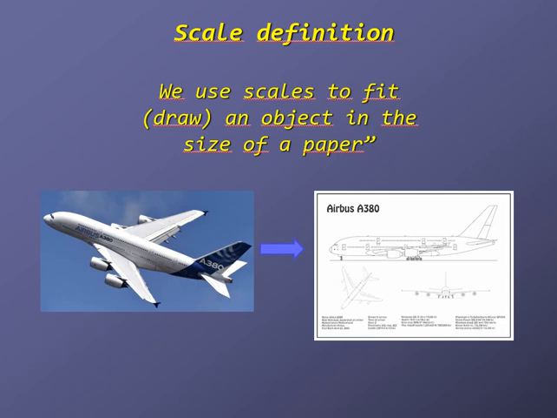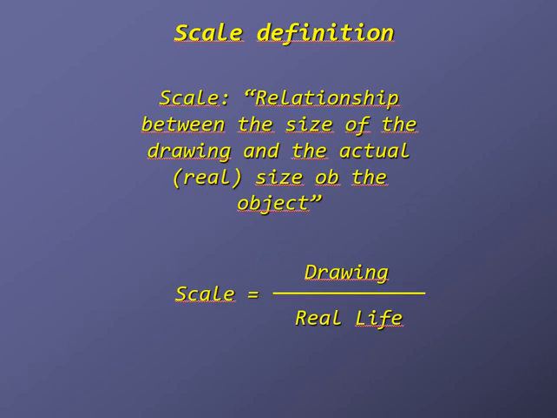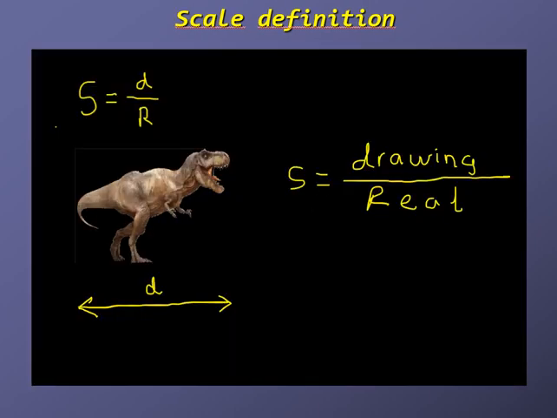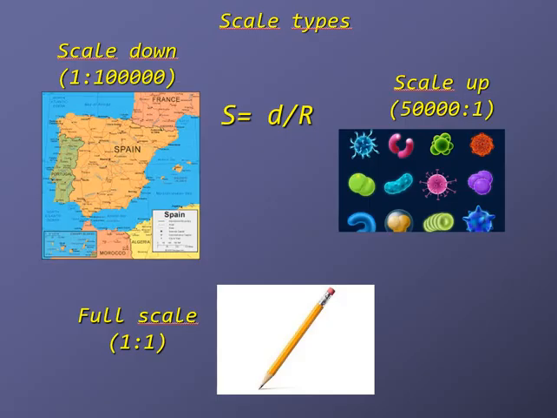Okay, so therefore the definition of a scale is the relationship between the size of the drawing and the actual or the real size of the object. So the scale is the drawing size. We have to measure the size in our paper. We divide it by the real life size, and then we get the scale. So for example, you have this dinosaur, and the scale is the drawing size and the real size. You get the scale.